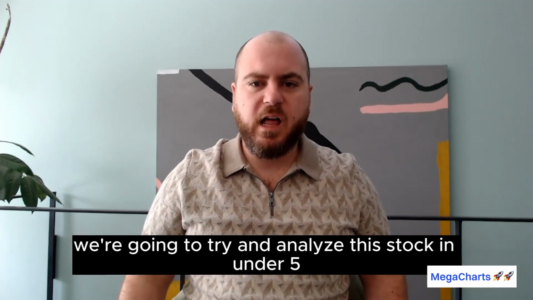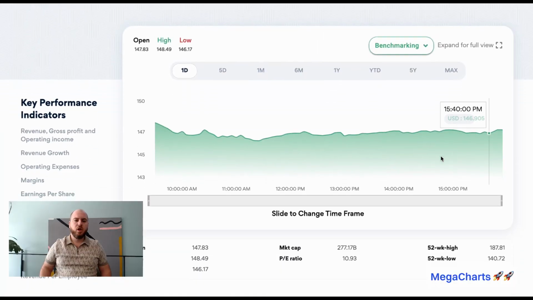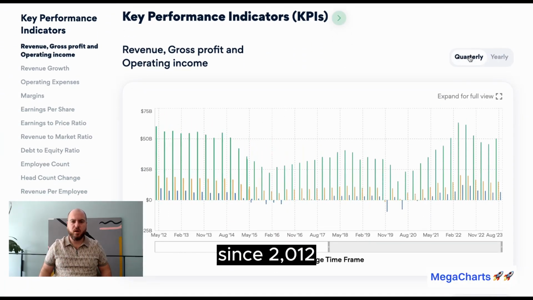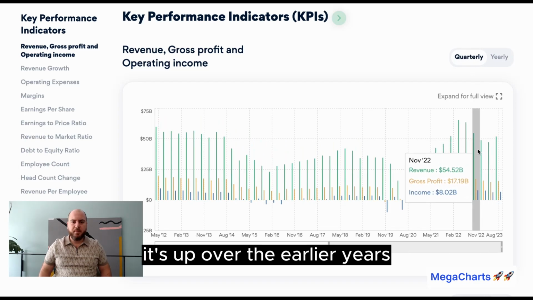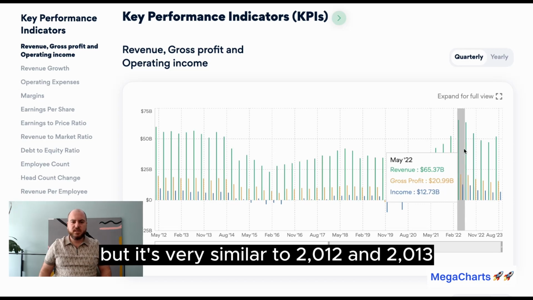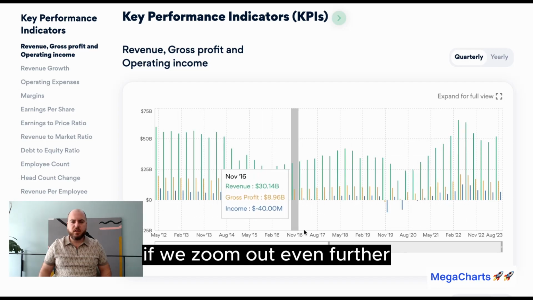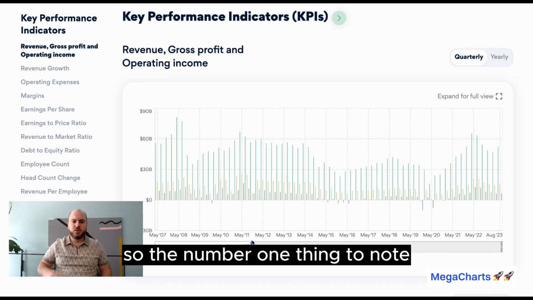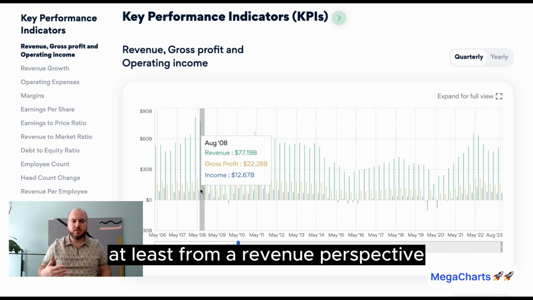We're going to try and analyze this stock in under 5 minutes using MegaCharts software. Okay, so first, let's look at revenue on a quarterly basis since 2012. In 2022 and 2023, it's up over the earlier years, but it's very similar to 2012 and 2013. If we zoom out even further, you'll see that revenue is actually down from 2008. So the number one thing to note, this is not a growth company, at least from a revenue perspective.